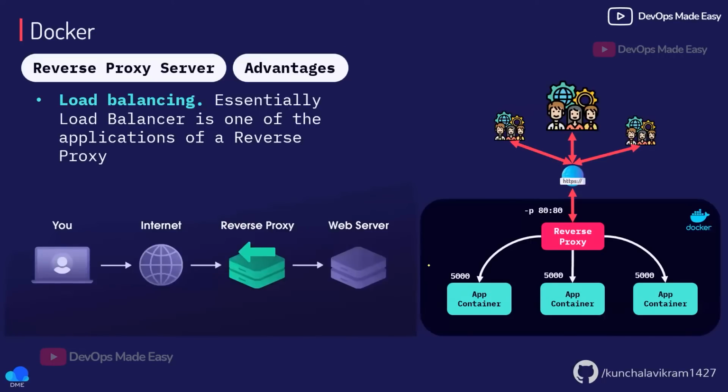Okay. Vikram, is the reverse proxy itself a load balancer, or do we use one separately? I'm coming to that only. So the reverse proxy can also do load balancing. If you see here, this is the reverse proxy. If it has only one server, then it is a one-to-one mapping. If you have multiple servers behind the reverse proxy, it can also do load balancing for you. So ideally, load balancing is one of the applications of a reverse proxy.